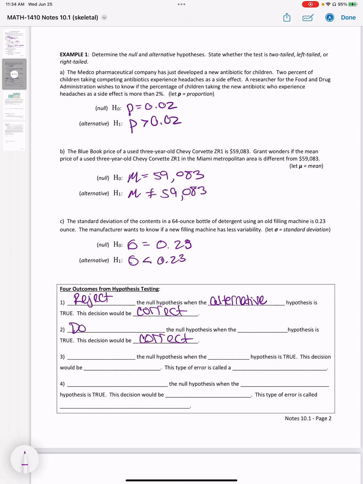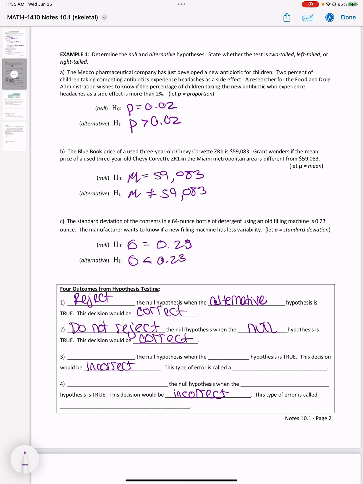Or, maybe the alternative is not true. You don't reject the null when the null is true. It's like, well, we tested a new antibiotic. It doesn't seem like it's more than 2%. So don't say it's different. Don't say it's more than, it's still 2%. Don't reject it. The null is true. Now there are 2 incorrect decisions, okay? There are 2 incorrect decisions, and it's when you do the opposite.